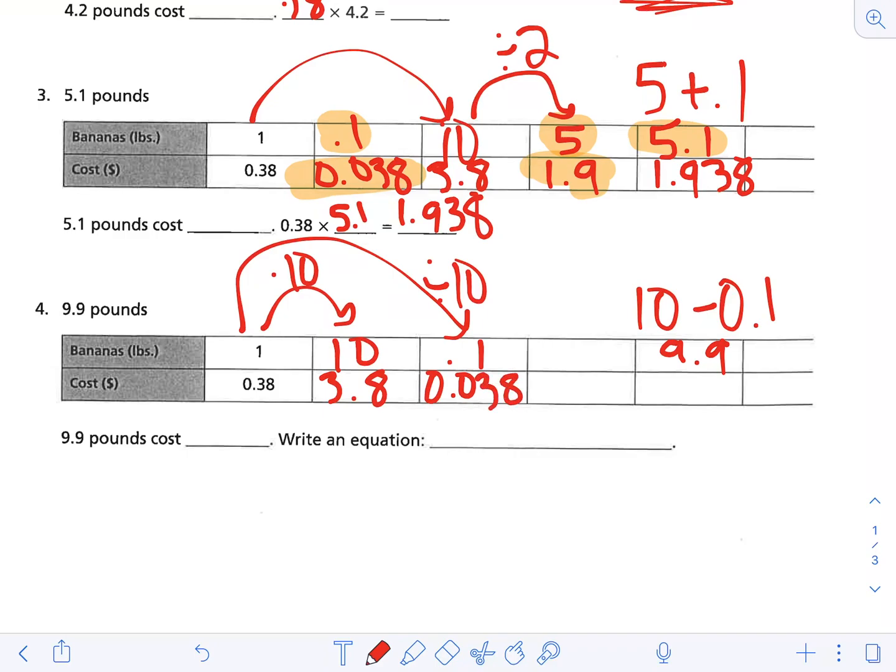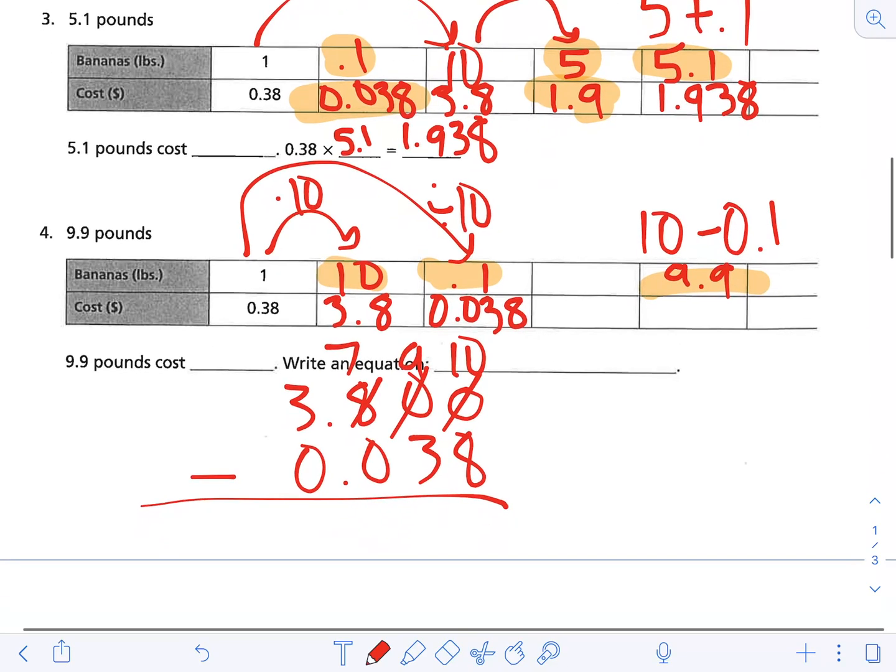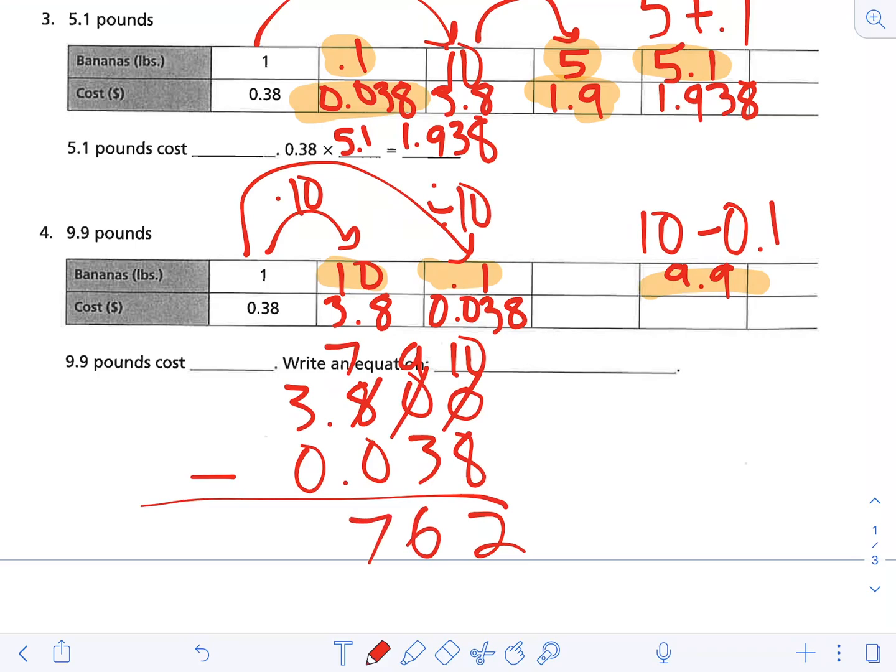So then all you got to do, 10 minus 0.1 is 9.9. So 3.8 minus 0.038. Bam, bam, stop borrowing. 7, 9, 10. So that's 3762. So it's 3.762. That's 9.9 times 0.38. That's kind of cool, right? You can admit it.